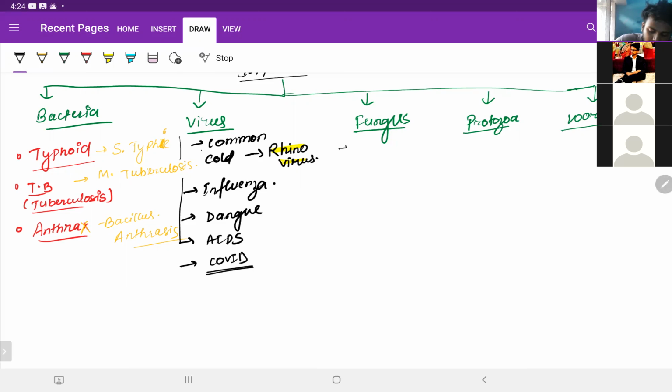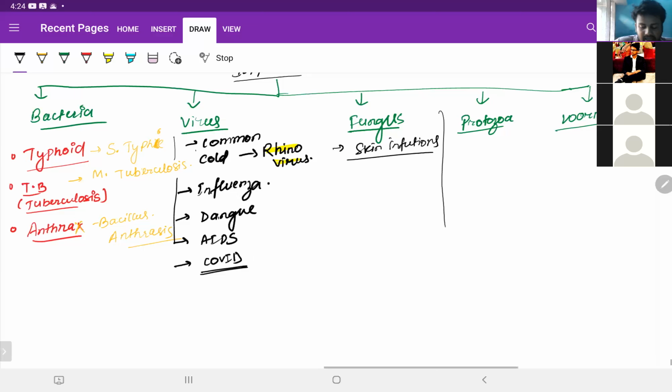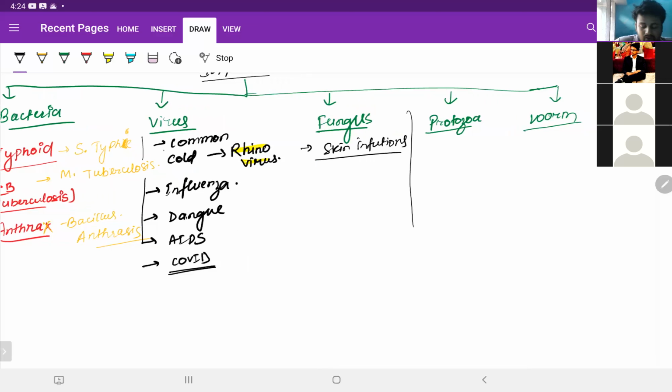Talking about fungus, fungus causes some skin lesions or skin infections, right? I'm not going into the detail of what kind of skin infections it causes, but there are a lot of skin infections which are caused by fungus, like ringworm. These scaly lesions, ऐसे गोल गोल सा हो जाता है, and these are very scaly and dry, right? So these are caused by fungus. We are not going into the depth of it, right?